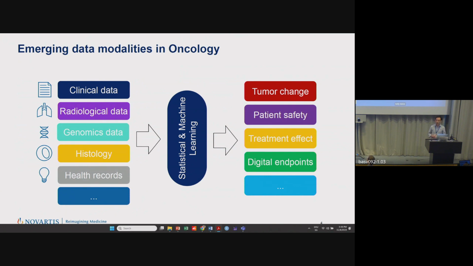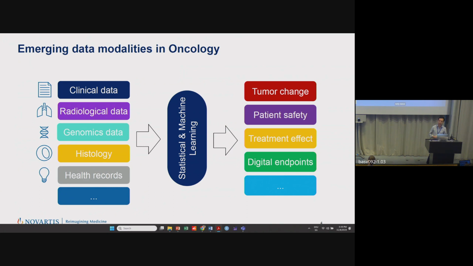Oncology has a long history of collecting various types of data. Mostly we look at clinical data, which we are used to collecting and analyzing as part of the regulatory setting. But there are new emerging data modalities like radiological data, so images from the tumor. We also have genomics data to look at gene expression. We have histology data of the tumor tissue itself, and then health records to cover a broader patient population beyond clinical trials. And then with all those data modalities, we can apply statistical methods and machine learning techniques to look at different endpoints of interest.